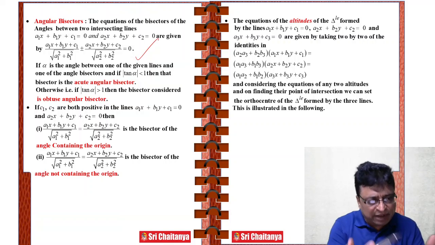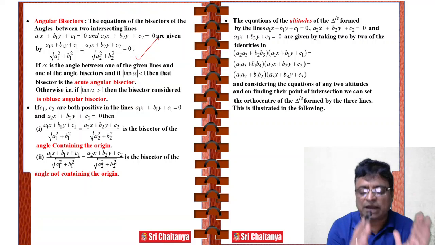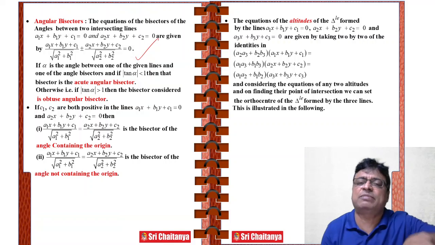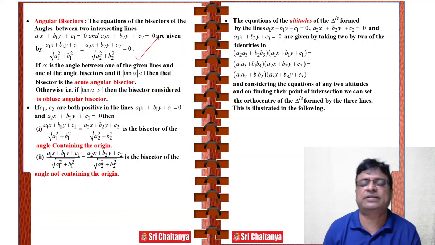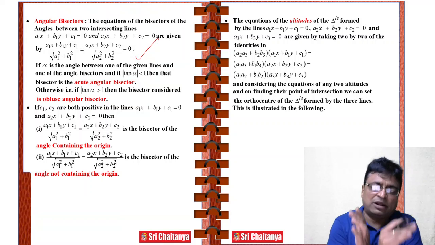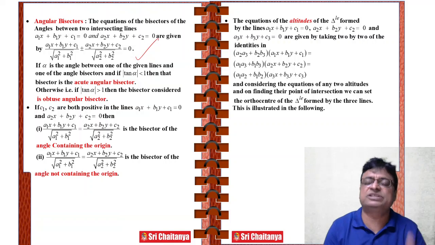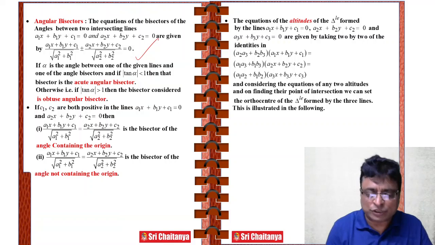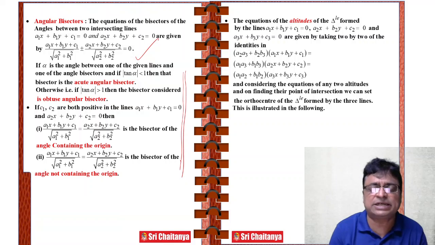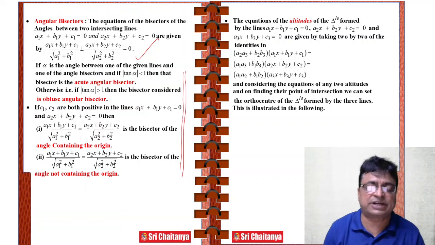If you take one of the angular bisectors and one of the lines and find the angle between them, if mod tan alpha between them is greater than 1, that angular bisector is the obtuse angular bisector and the other one is acute. There does not exist angular bisectors where both are acute or both are obtuse. If one is acute, obviously the second one is obtuse. So these are the shortcut formulae to find acute and obtuse angular bisectors without wasting time, in a short manner.